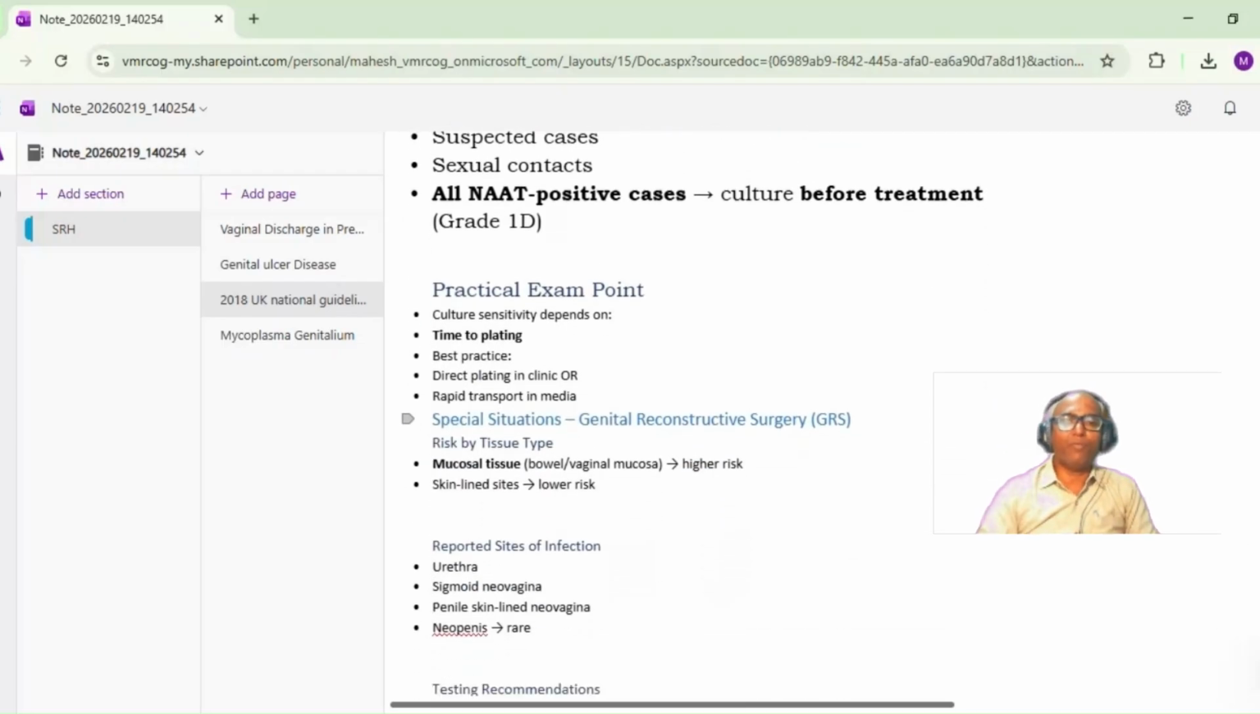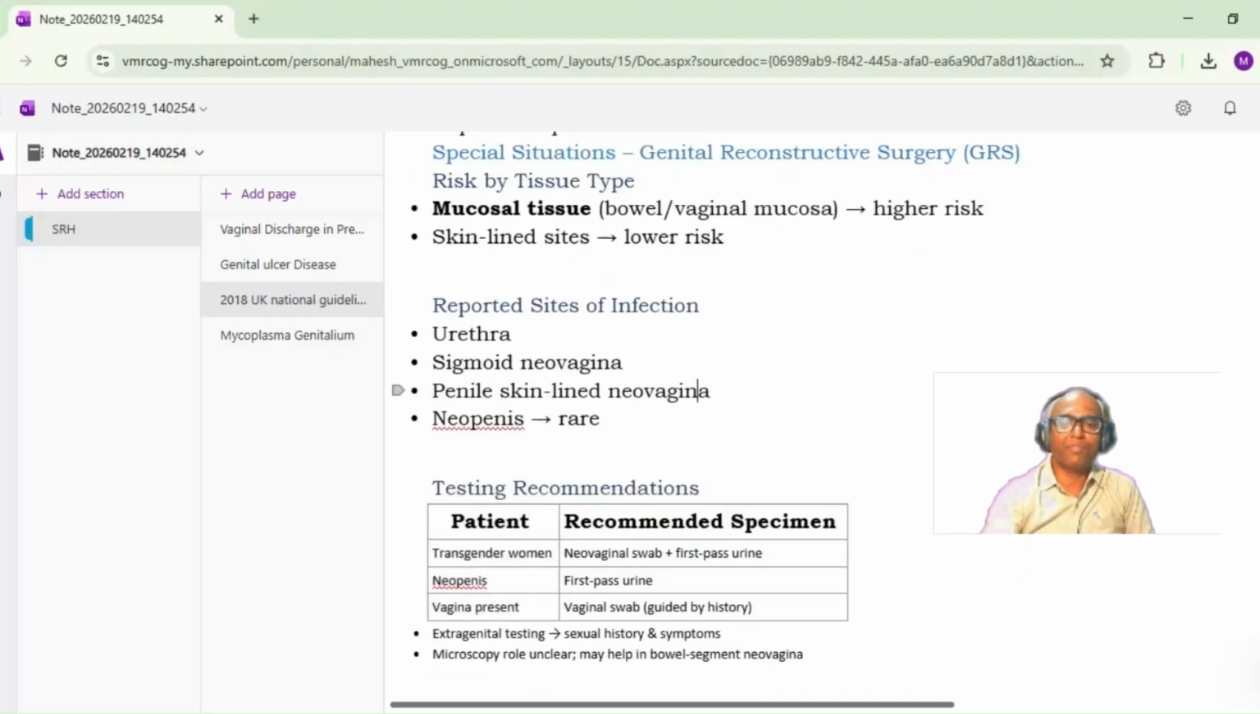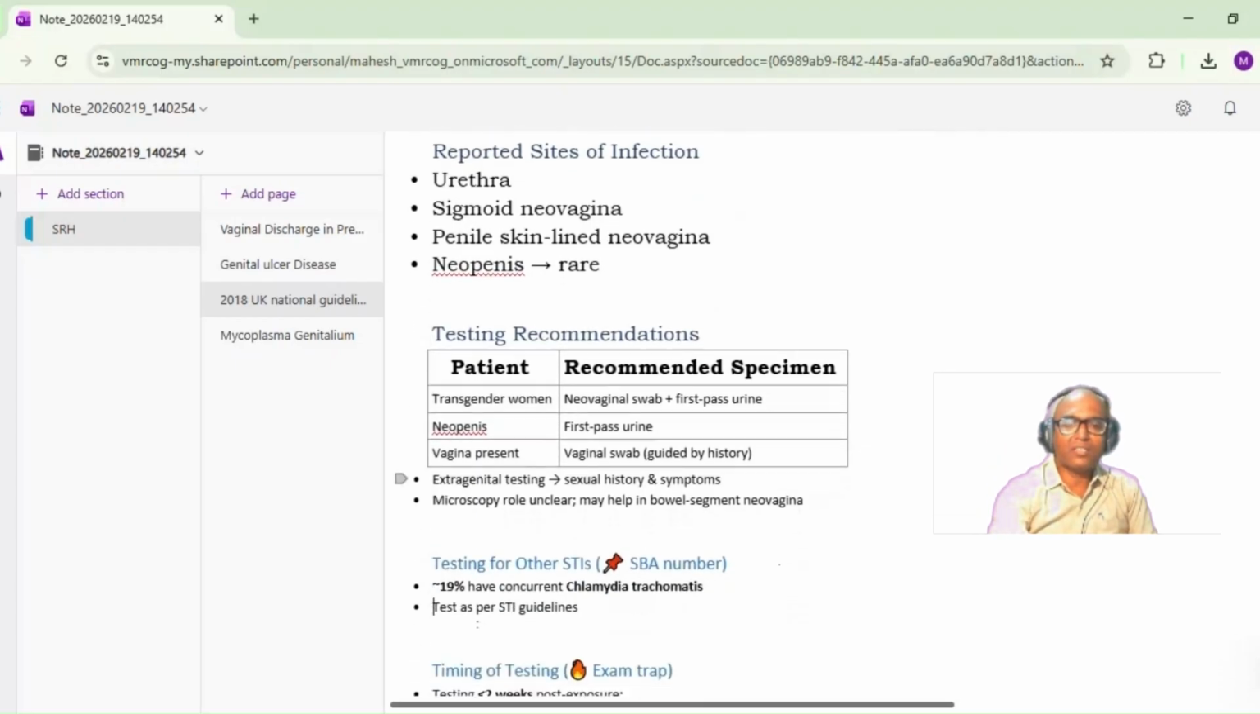So from exam point, culture sensitivity will depend upon the time to plating. Best practice is the direct plating in clinic. Again, these are microbiological questions, not from our part 2 examination point of view. Reported sites of infection: urethra, sigmoid neovagina, penile skin. This is in patients who have got genital reconstructive surgery. Again, this is not frequently asked, so we will skip it. We will concentrate only on the things which are exam oriented.